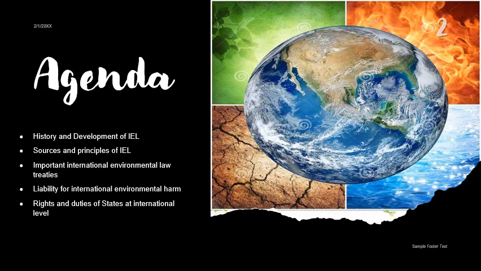And then we are going to look at what happens in international environmental harm when one country causes environmental harm in another country. Transboundary pollution. What happens in that regard? We're going to deal with that. And then the rights and duties of states at international law. We're going to look at certain principles that are founding on those rights and responsibilities.